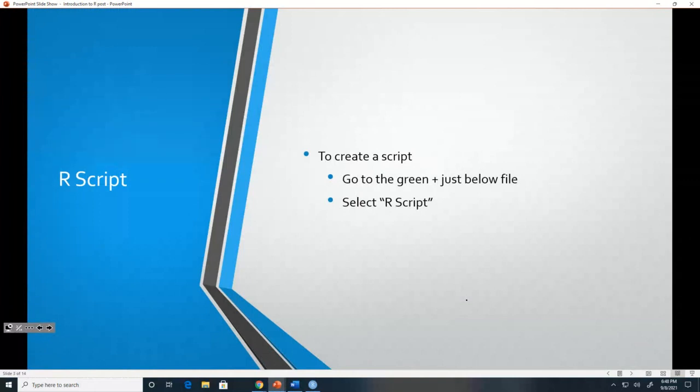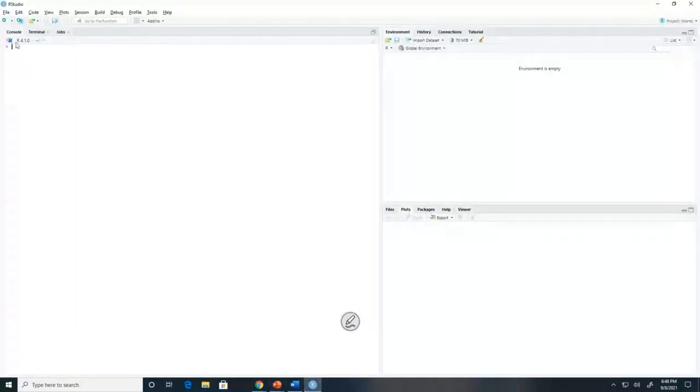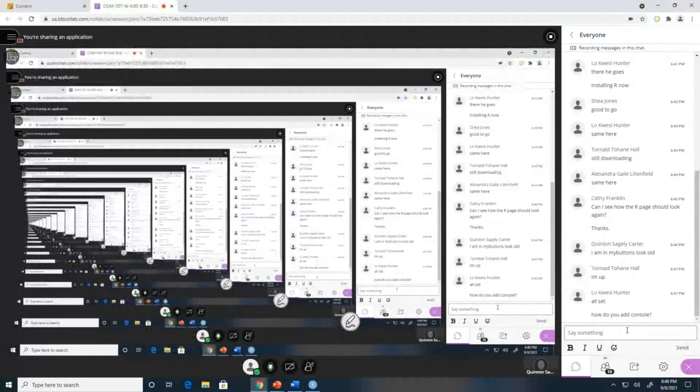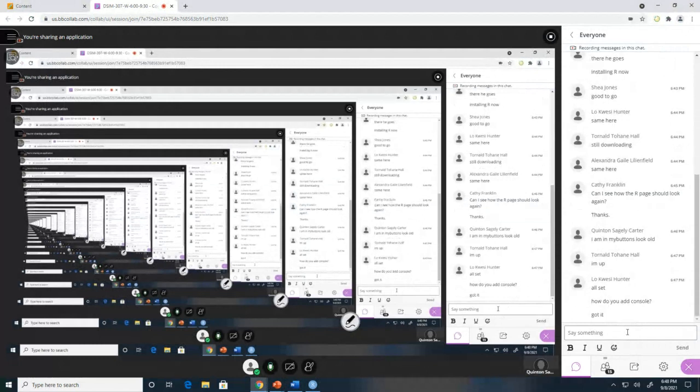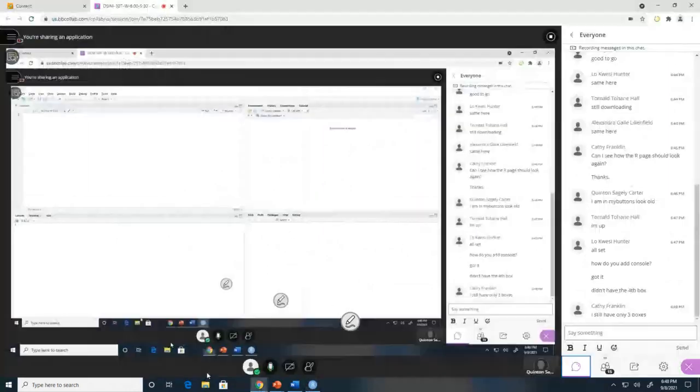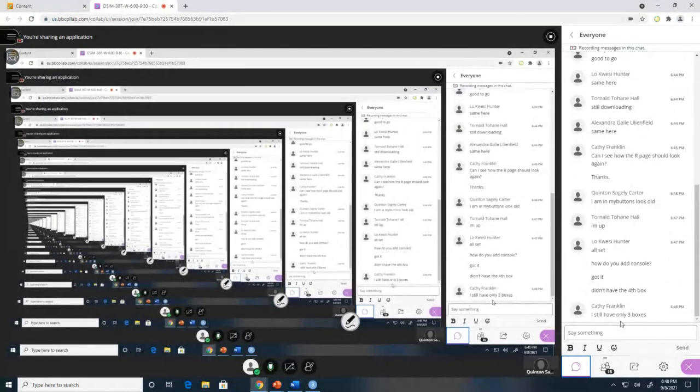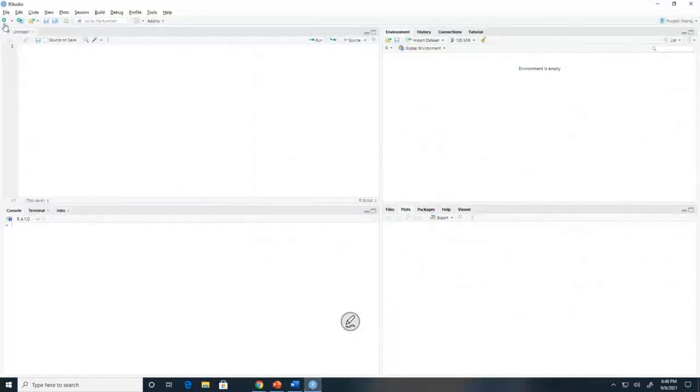To create a script, you go to that green plus sign just below File and select R Script. You'll get that fourth box. Right now you still only have three boxes. That's why I deleted the script for now. But you go up here and add an R script, and that creates the fourth box, and then you should have four.